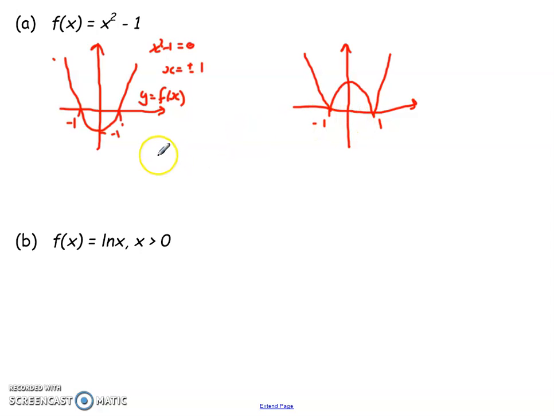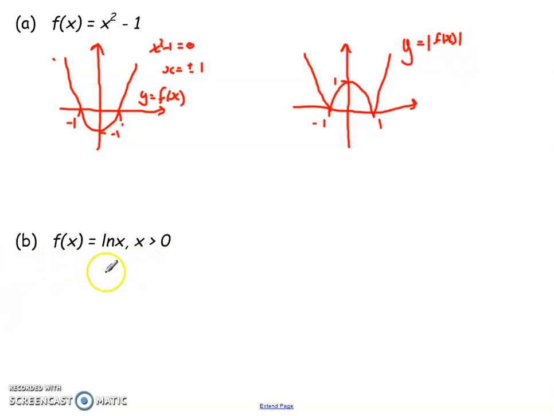Now the key thing at this point is we have to make sure we mark on how any key points of interest have changed. The only one that we're looking for is this one here. It cut the y-axis at negative 1; reflecting up, it's now going to cut at 1. That there is a sketch of y equals the magnitude of f of x for this curve here.